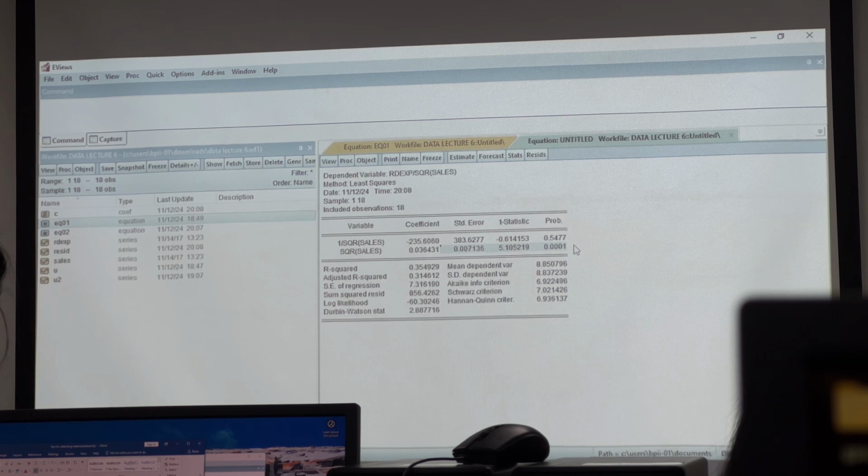So if the test says that you managed to remedy the problem, then you can perform hypothesis testing based on this. This one is still the same conclusion. We can conclude that it is significant.